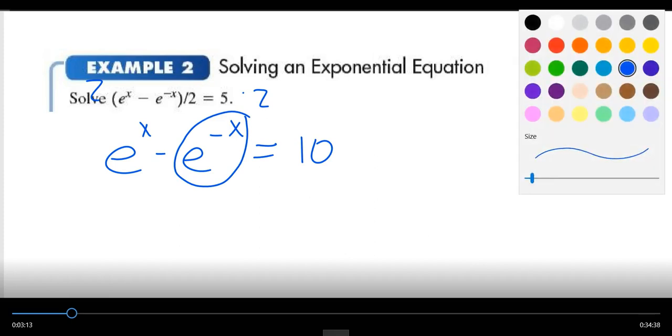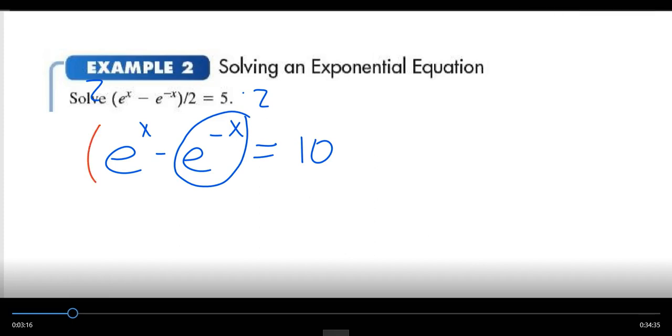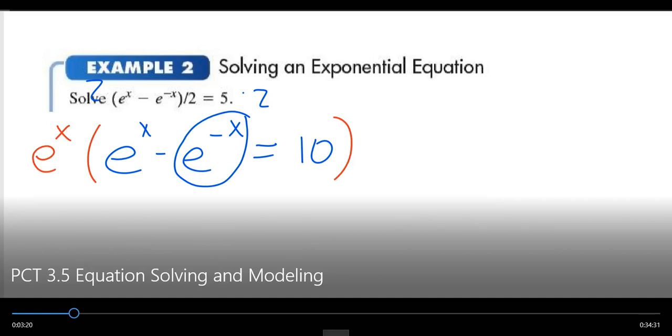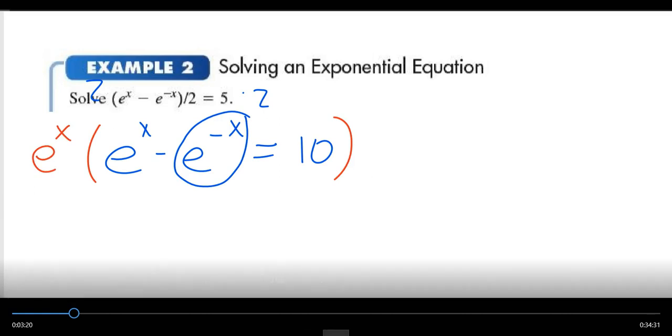But, and I'll switch to a different color just for fun here, we're going to multiply this whole thing by e to the x. Now you need to start envisioning what's going to happen, because we're going to start distributing that e to the x. We're trying to turn the one that I circled there, e to the negative x, into a constant.